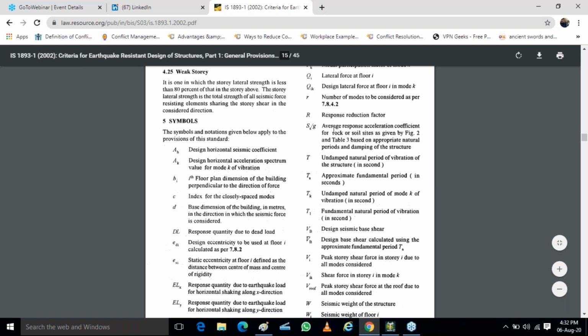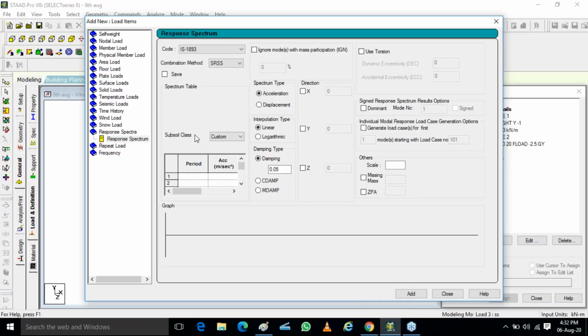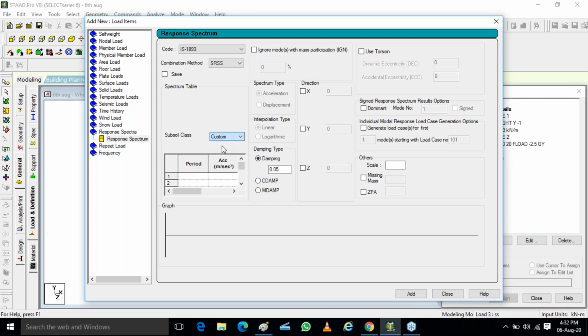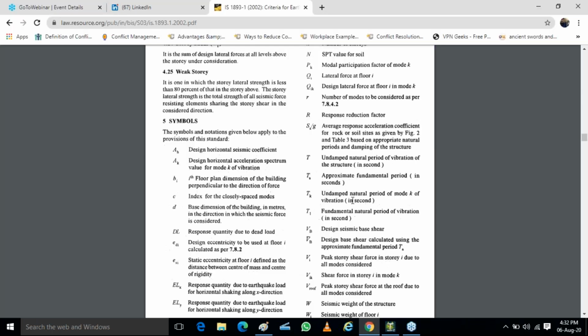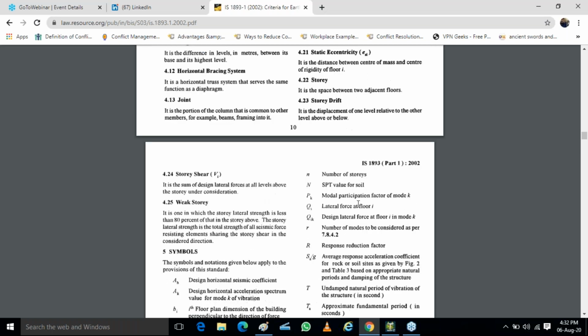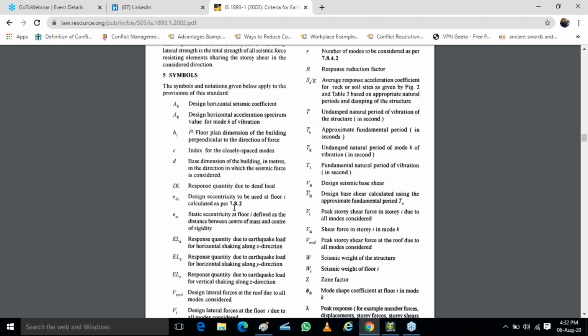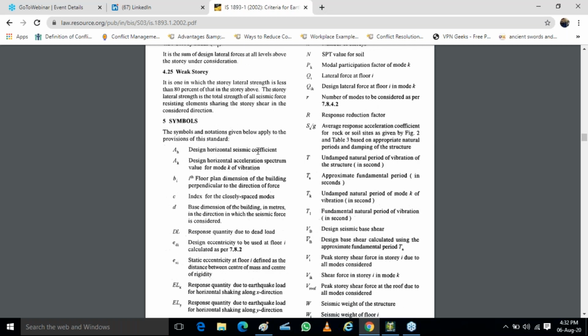Then SA by G is the average response acceleration coefficient for rock or soil. This will be done here. Once you provide the soil class, hard soil or medium, it will automatically take the acceleration. Or you can do a custom acceleration; you can give the period along with the acceleration. Then we have the value of AH, the design horizontal seismic coefficient.